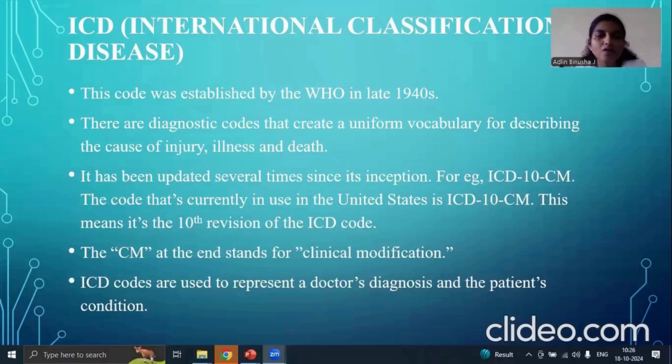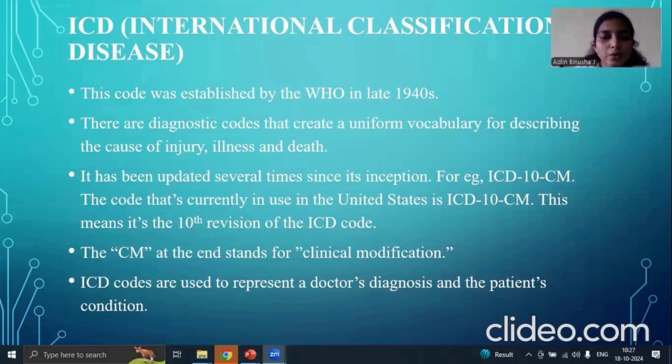Actually, an ICD-10 code is a 7-digit alphanumeric code. It will be 7 digits. I'll explain this in the next slide. It has been updated several times. This is the 10th edition, which is currently in progress.